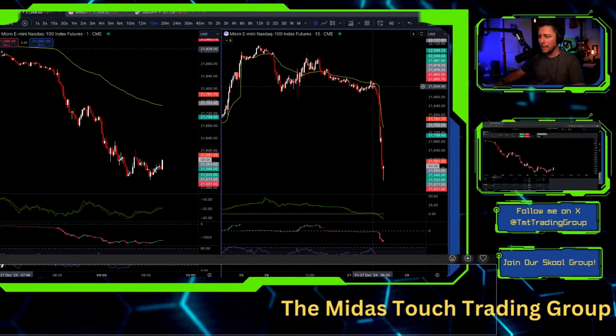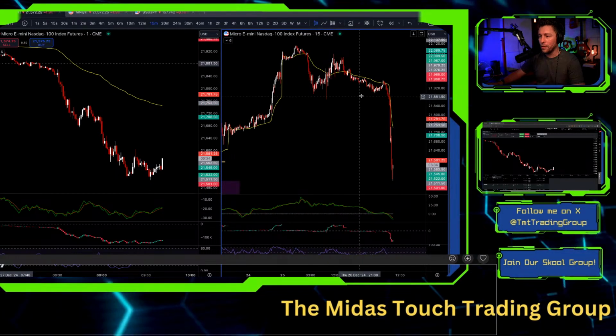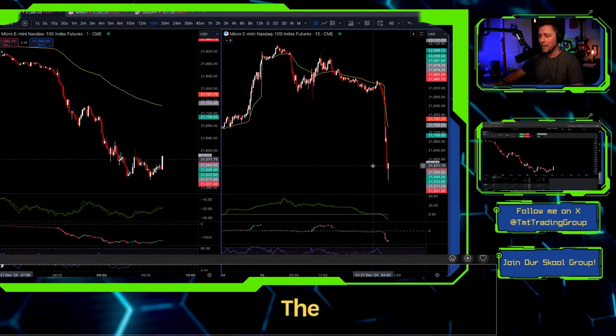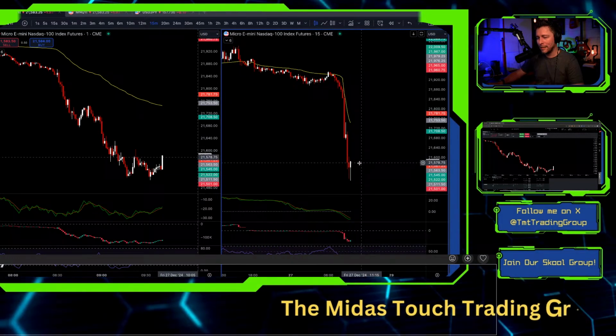But we are going to take a look at this crazy move. So what is this, like a 400-point move? Yeah, 450-point move, pretty much from open.